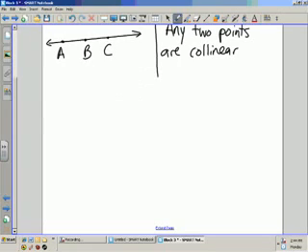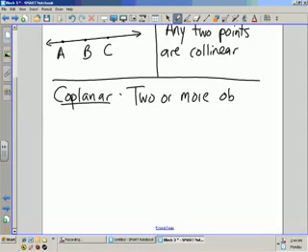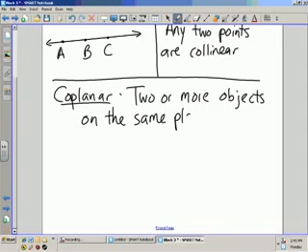Next, we're going to draw a line underneath all of that, and we're going to talk about coplanar. And please make sure you get this pronunciation in your head. This is not coplanar. This is coplanar. If collinear was 2 or more points on the same line, coplanar will be 2 or more objects on the same plane.